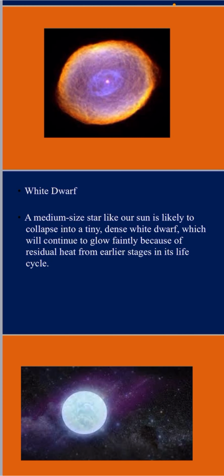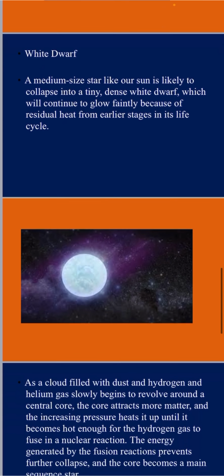Now we have the white dwarf. A medium-sized star like our Sun is likely to collapse into a tiny, dense white dwarf, which will continue to glow faintly because of heat from earlier stages in its life cycle.